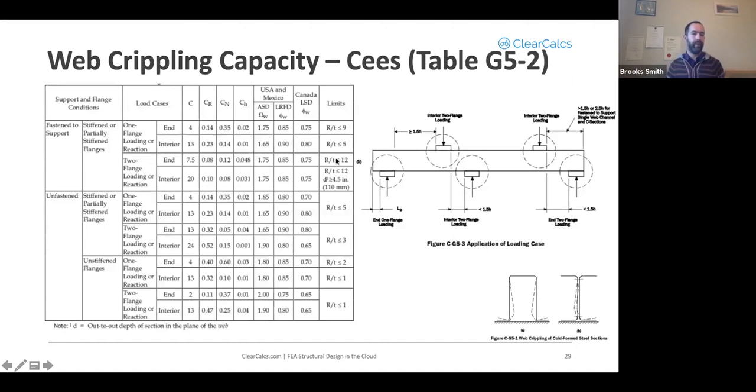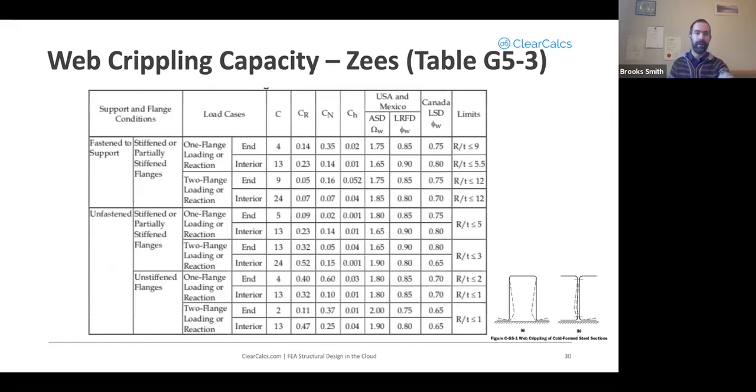You'll notice that there is an additional column here for limits. These equations are empirically derived, these coefficients are empirically derived. So if you exceed that limit, then the coefficients may not be valid anymore. You should consider a more advanced analysis. But any standard section you find will be within those limits, or should be anyway.